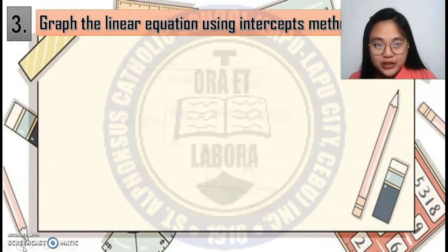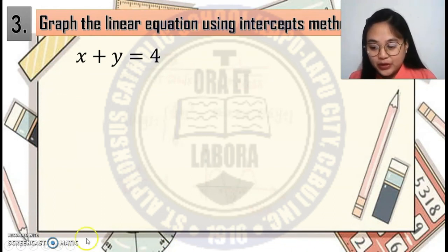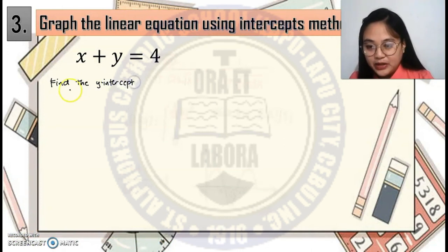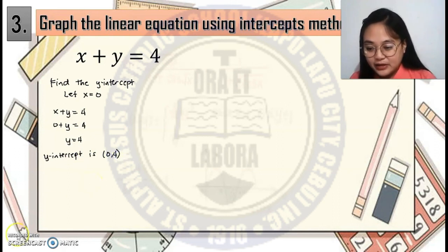Graph the linear equation using the intercepts method. x plus y equals 4. So, the same manner, we're going to find the y-intercept. And in finding the y-intercept, we will let our x be equal to 0. So, copy the given, change x to 0, then finalize your answer. Therefore, the y-intercept is (0, 4). Then highlight this answer.